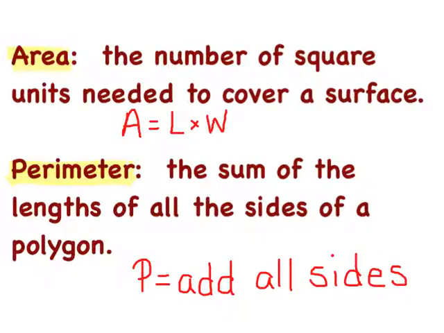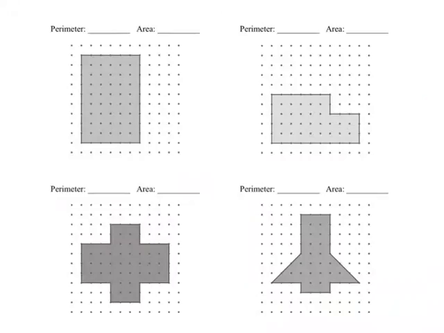Area is the number of square units needed to cover a surface, and that's found by multiplying the length times the width. Perimeter is the sum of the length of all the sides of a polygon, and we find that by adding all sides. So let's find the perimeter and area of some of these shapes.